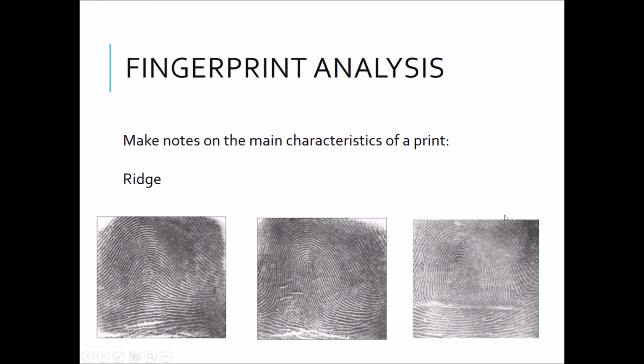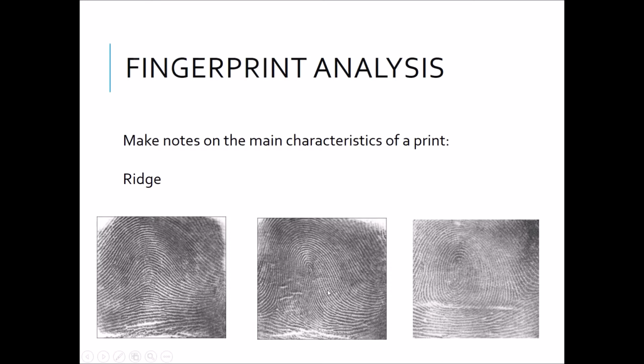So for you to get a bit of understanding of how these errors can be made and how people can be motivated in collecting this evidence, we're just going to look at fingerprint analysis and what that involves. So make some notes on the main characteristics of a print. There you've got 3 different fingerprints. Now what we look at in fingerprinting is the ridges usually. So ridges are the lines that you can see. A ridge is the bit of your finger that sticks up. So each of these lines is a ridge.